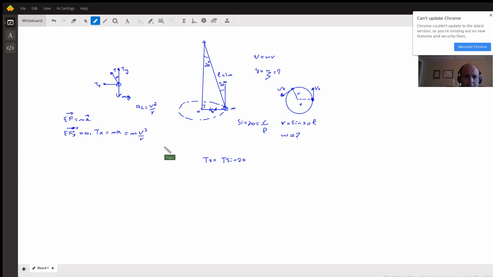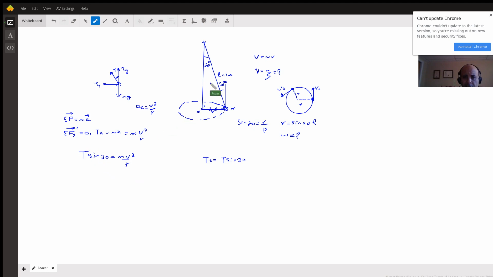Now there's something here also missing. Is there something else in the Tx direction that we need to know about? Well, no, that's it. So it is T sine 20 equal to m V squared over R. Okay, simple as that. Now we need to find T.